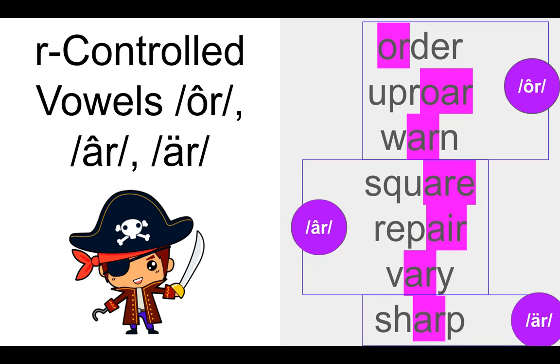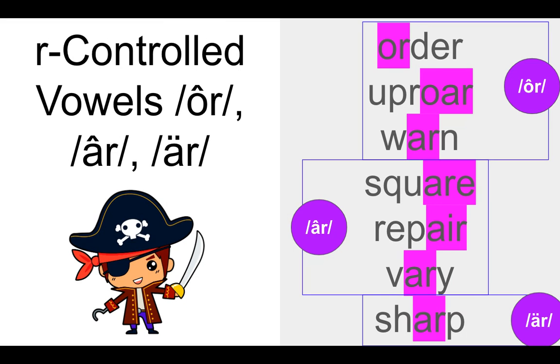Something I noticed as I was reading was there were quite a few R-controlled vowels inside of that text. R-controlled vowels are vowels with an R next to them that make them say a different sound. A lot of times people call these the pirate vowels because they sound like R or air. So let's look at or first. Or words like order, uproar, and warn can be spelled in 3 different ways, like O-R, O-A-R, or even A-R.